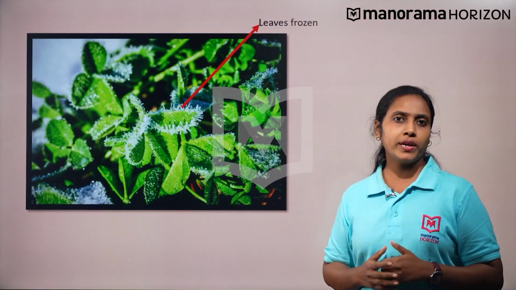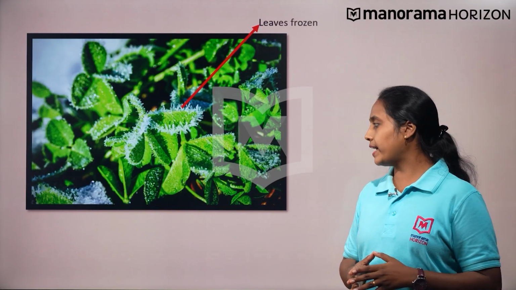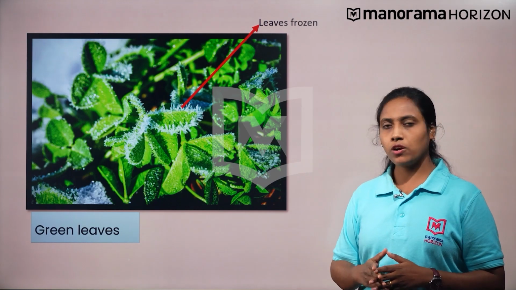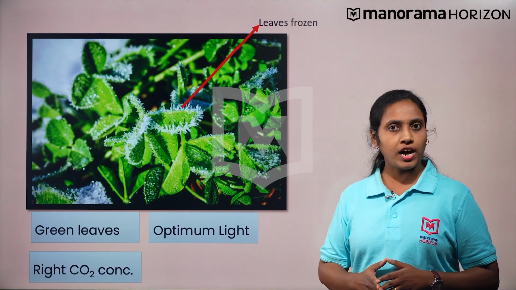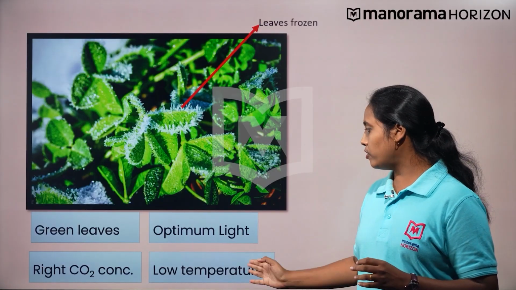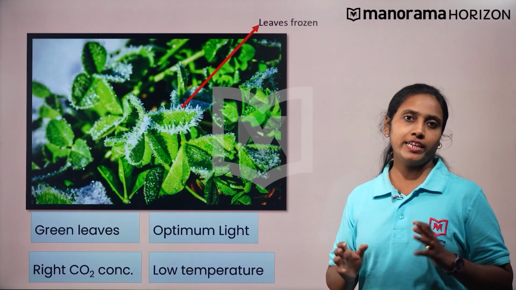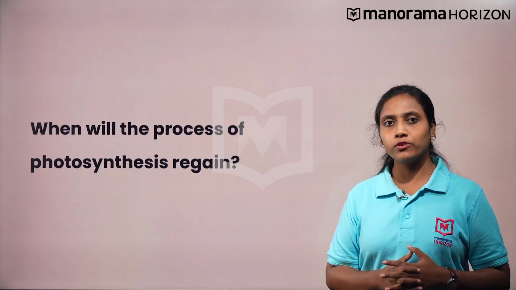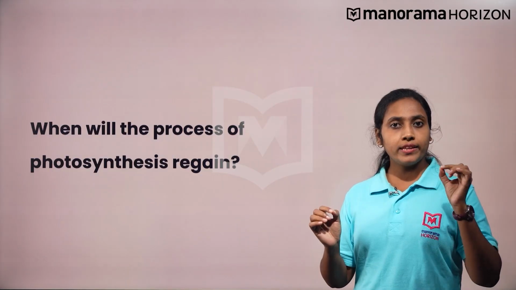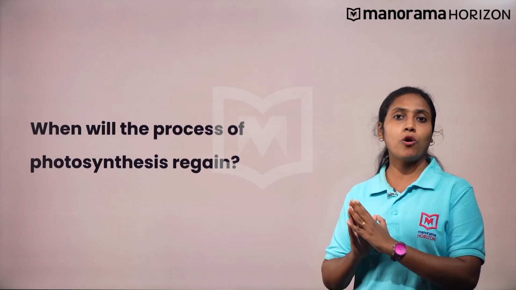Now, let me ask you a question. Will photosynthesis take place if a plant has green leaves, optimum light, the right concentration of carbon dioxide, but low temperature? The process of photosynthesis will not take place. So, when will the process of photosynthesis take place? When the limiting factor, that is, the temperature reaches its normal level.